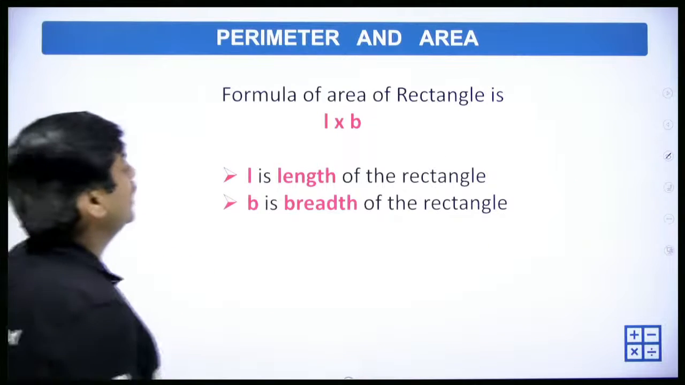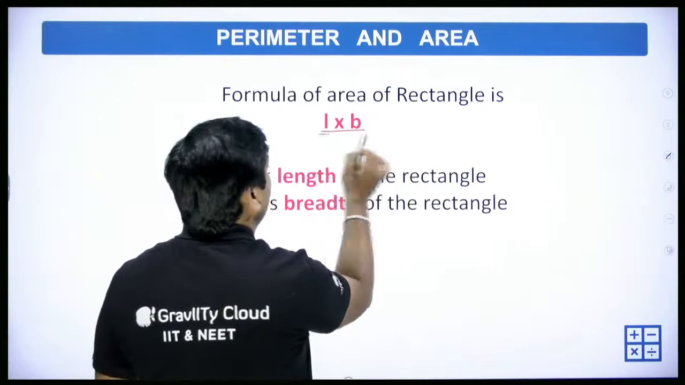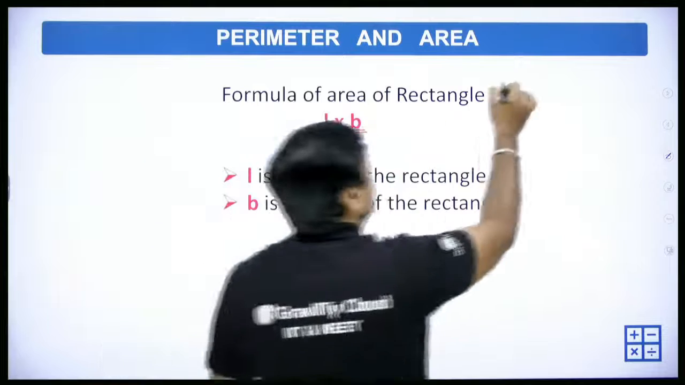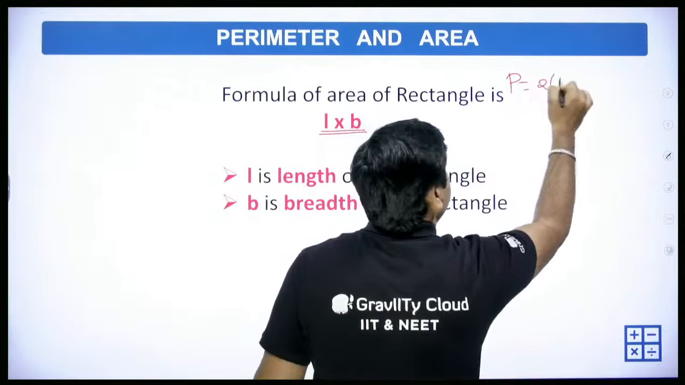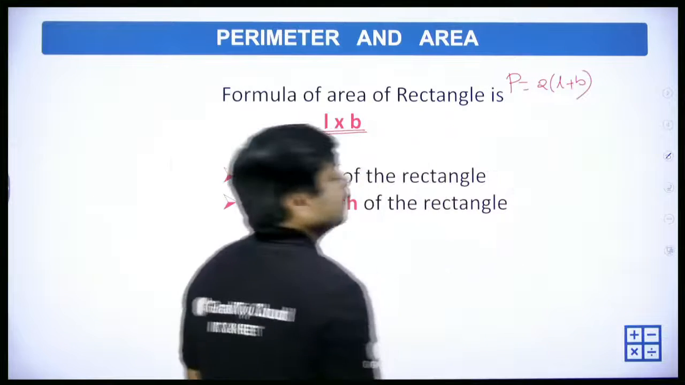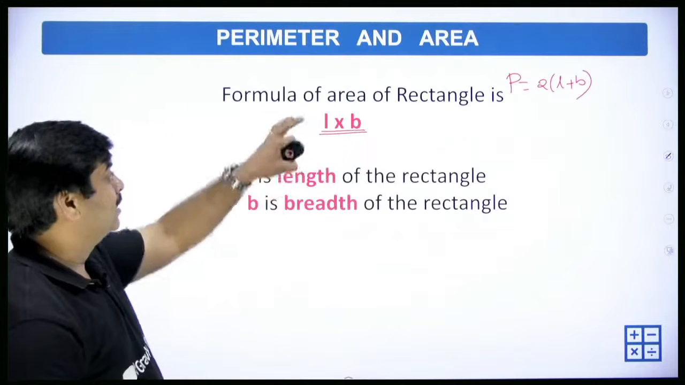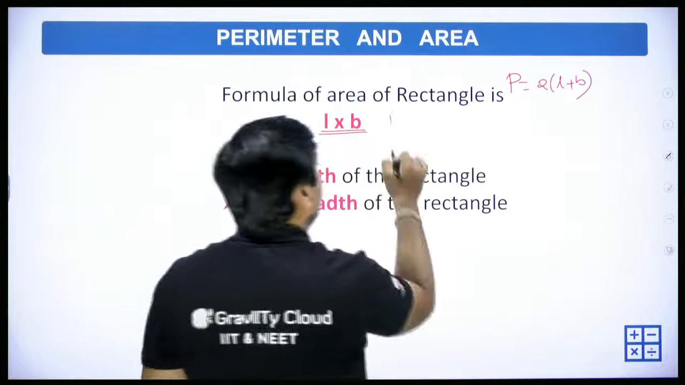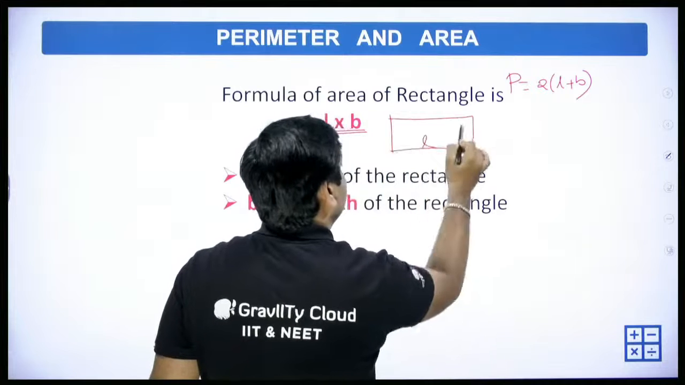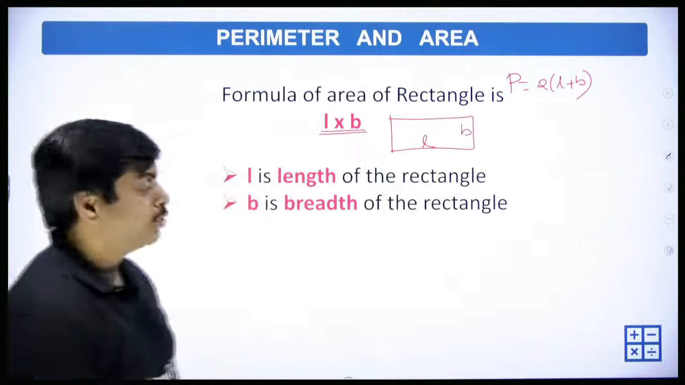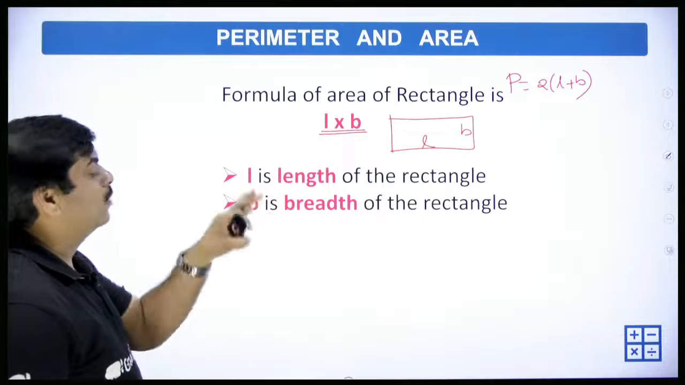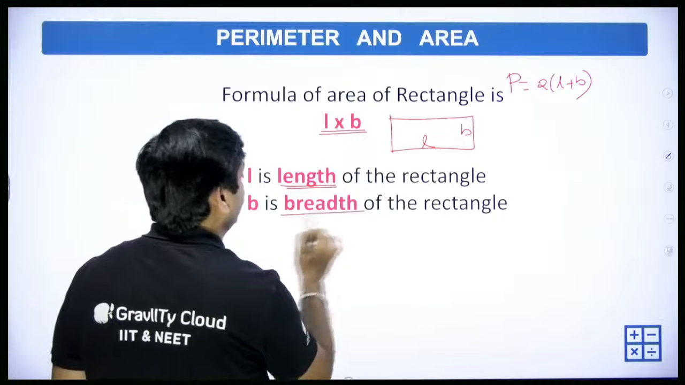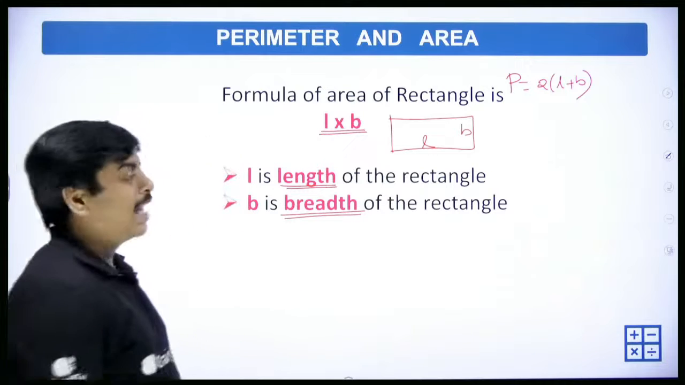So the formula for finding the area of a rectangle. Area of a rectangle is length into breadth. Don't confuse it with the perimeter. Perimeter is equal to 2 times (length plus breadth). But here, the formula for the area of a rectangle: area is length into breadth. This is length, this is breadth, so that becomes length into breadth. L is the length of the rectangle and B is the breadth of the rectangle.